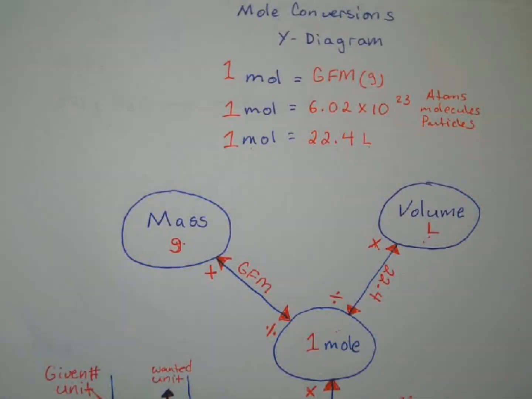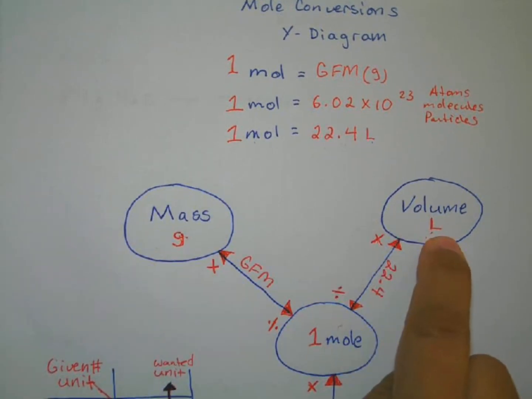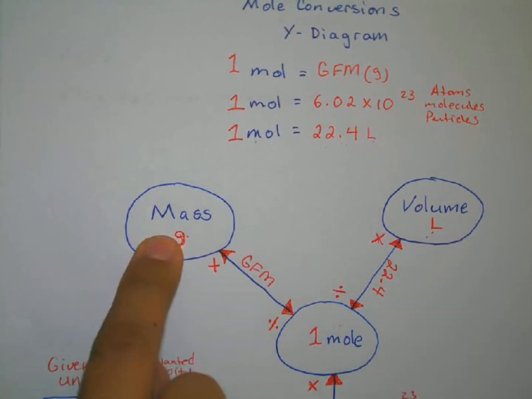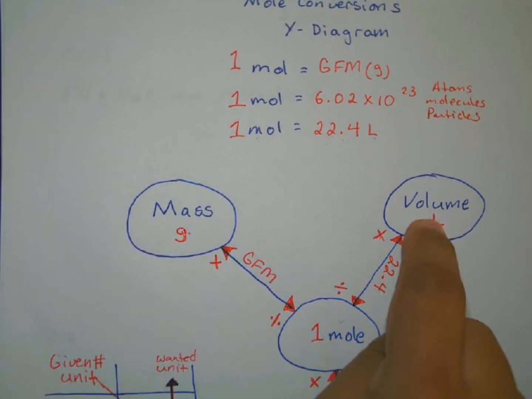Welcome back to chemistry. We are still talking about mole conversions. Last time we left off, we were looking at converting mass to volume. This was a two-step conversion. We went from mass to moles, that's one step. Then we went from moles to volume, that's two steps.